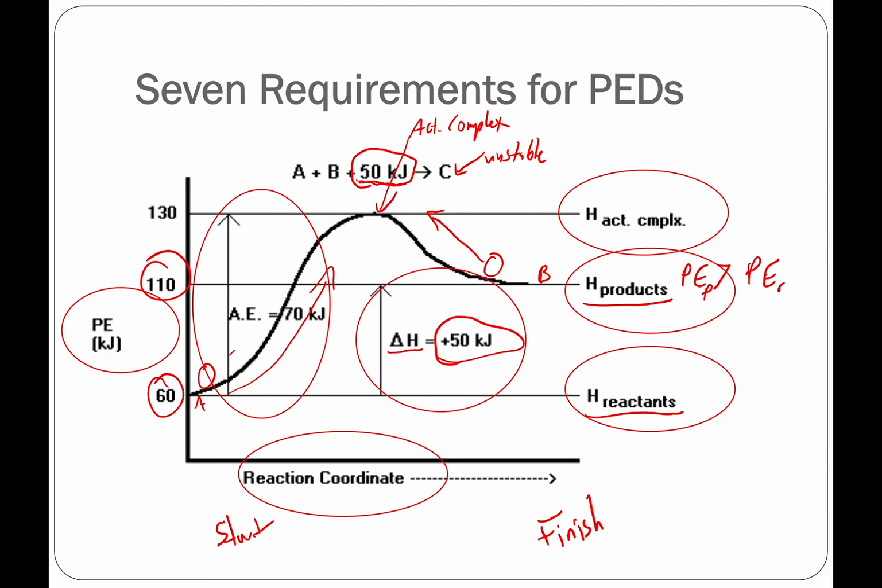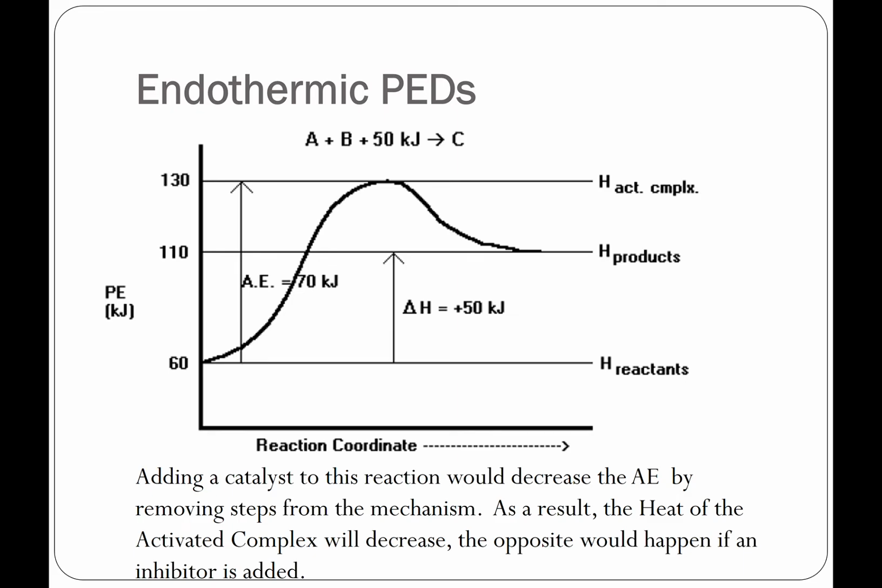And your delta H. These are your 7 requirements: your heat of reaction, the overall change between reactants to products, from where they start to where they end.